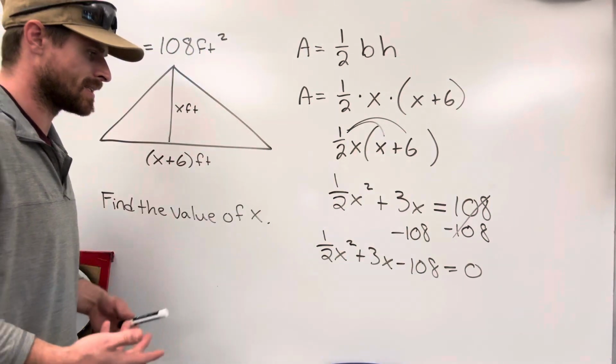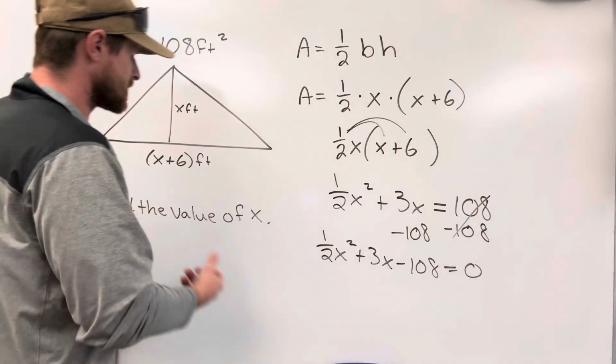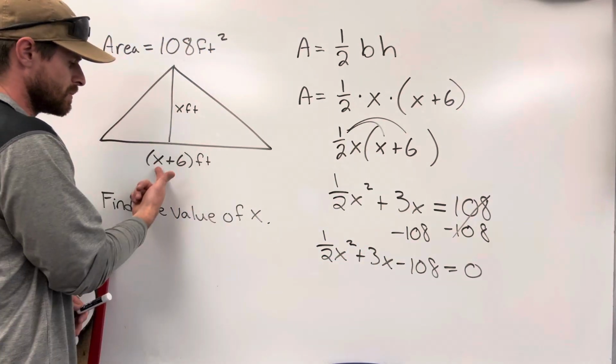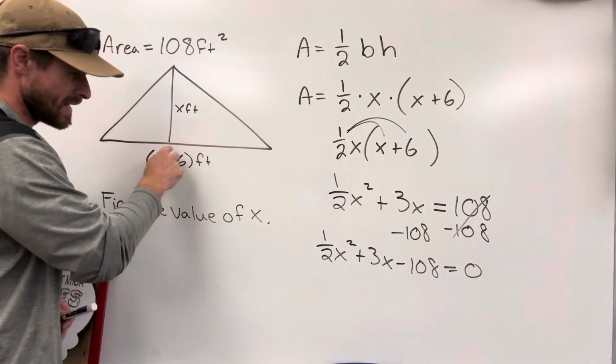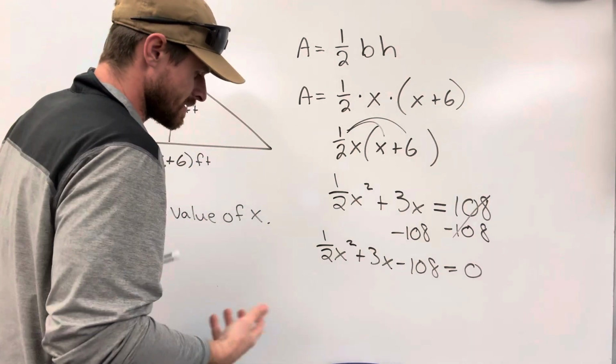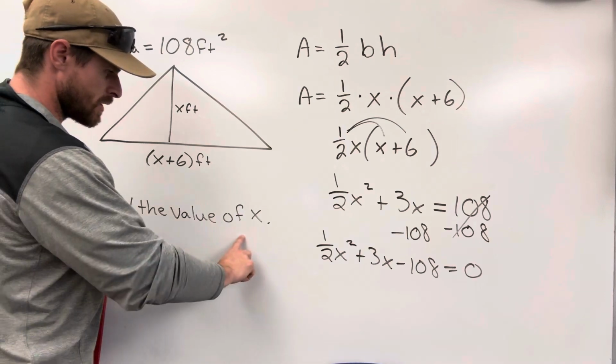Okay, now if we get a positive and we get a negative, the positive value is clearly going to be the solution because we can't have a negative number for x. That can't be a negative distance. That doesn't make any sense. So find the value of x.